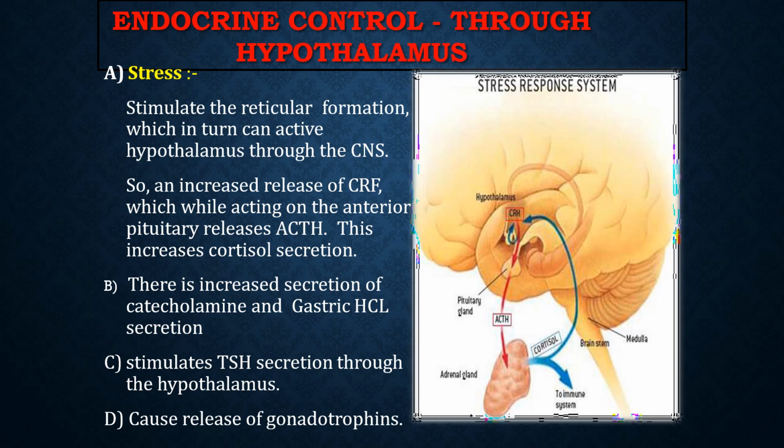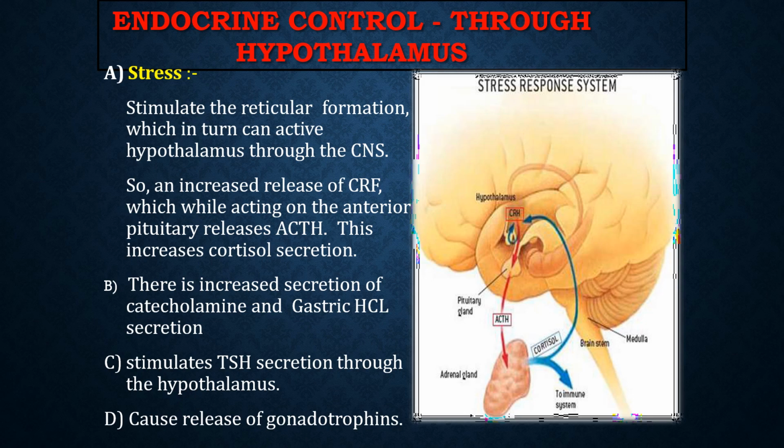So if we see the endocrine control, which is through hypothalamus, in stress conditions the reticular formation will be stimulated, which in turn can activate hypothalamus through the central nervous system. So there is increased release of CRF, that is corticotropin releasing hormone, which, while acting on the anterior pituitary, releases adrenocorticotropic hormone. This increases cortisol secretion.